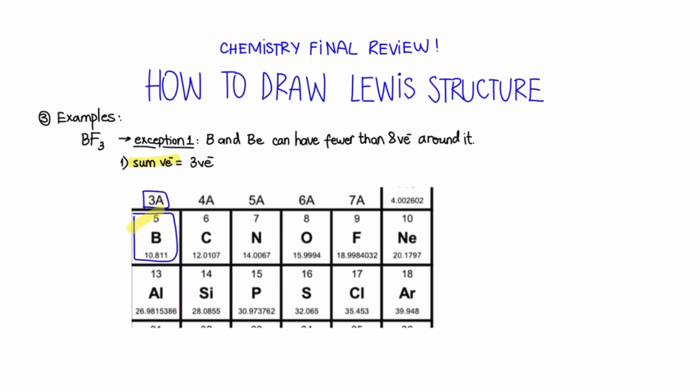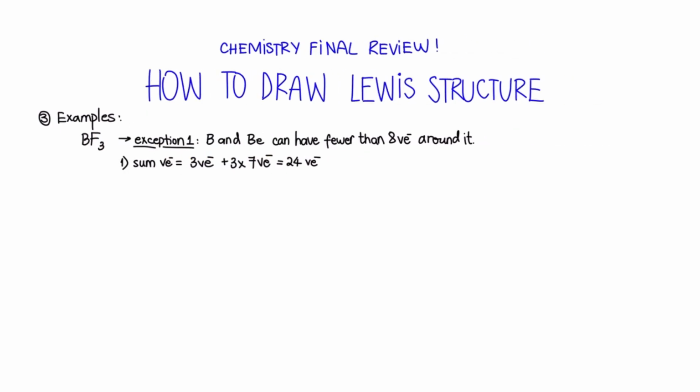We see boron is right here in group 3A, so boron has 3 valence electrons. Next, we see that fluorine is right here in group 7A in the periodic table, so each fluorine has 7 valence electrons, and there are 3 fluorines in the BF3 molecule, so that's going to be 3 times 7. So in total, that's 3 plus 3 times 7, a total of 24 valence electrons in a BF3 molecule.